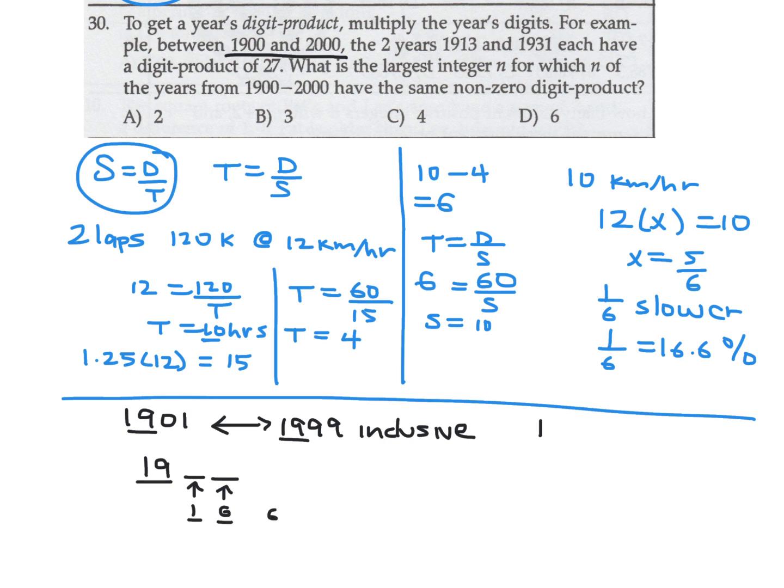6 times 1 would be 6. If I put 6, 1 here, that still would be 6. If I put 2 and 3, that would be 6. And if I put 3 and 2, that would be 6. And that means those years, 1916, 1961, 1923, and 1932, would all have the same digit product. There are 4 of those, and that's the maximum you can get. You can try other arrangements, but you won't be able to get more than 4. So 4 is the largest integer for which this is possible, and therefore the answer is C.